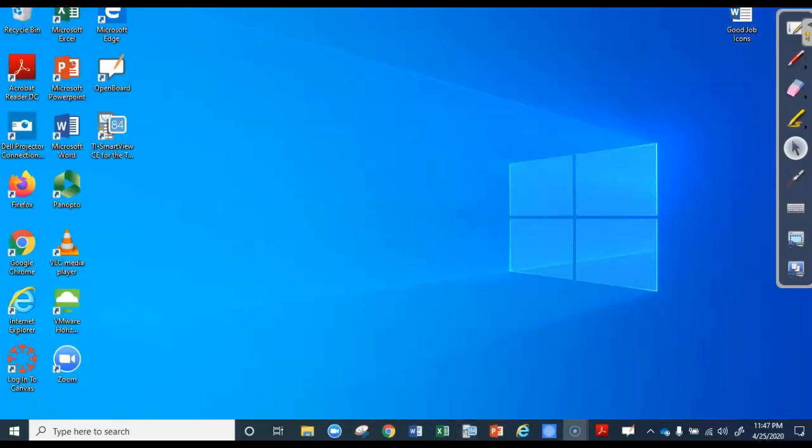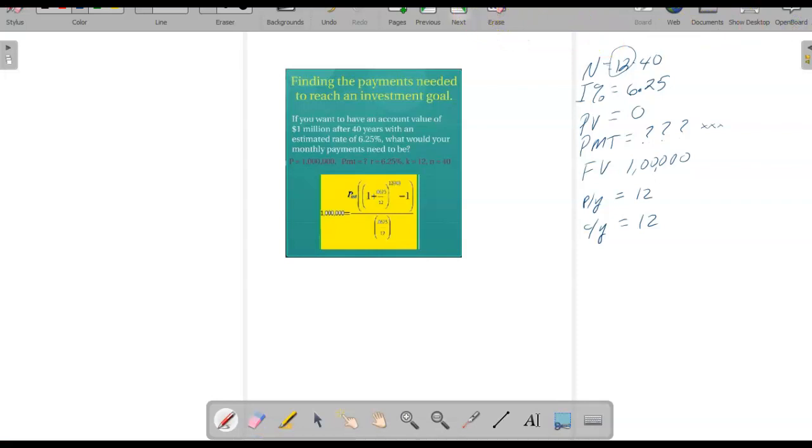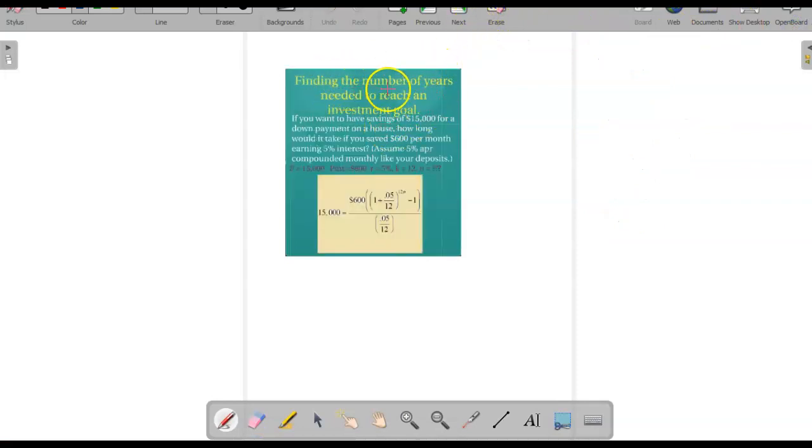Now let's go back to the next page. And this is find the number of years needed to reach an investment goal. Now this one we want $15,000. We have payments of $600 at 5%, and we want to know n, the number of years.